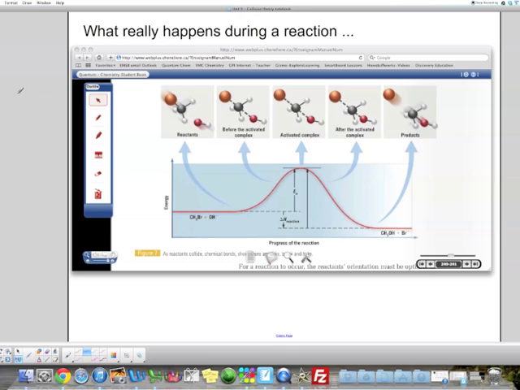Okay, so what is it that really happens during a reaction? We've seen a standard graph with the activation energy over here. So we know that the particles have to go over this hill. They need to have sufficient energy to reach the activated complex where all the particles are separated, and then they can go down the next hill in order to make the product.